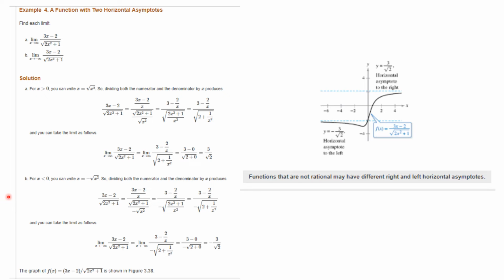Now, if x is less than 0, the square root of x squared is the absolute value of x, and you see that x is going to be negative. So you will have 3 minus 2 over x, but down here you will have a negative because you're going to minus infinity. And so the answer here is minus 3 over the square root of 2. So you see we have a horizontal asymptote up here if we're going to the right, and we have a different one going down here.